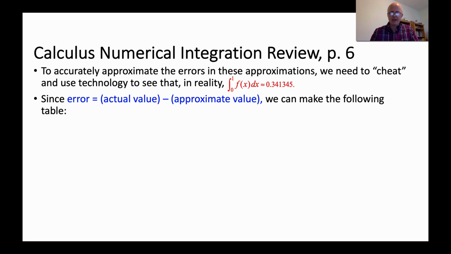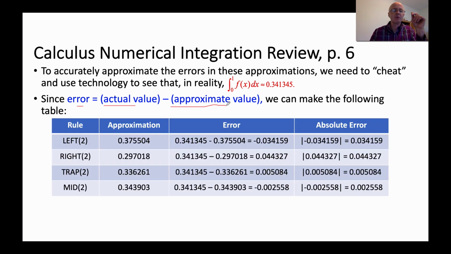Since error in an approximation is always the actual value that you want to approximate, the integral in this case, minus the approximate value, and I always remember this by going in alphabetic order, AC comes before AP, we can make the following table that summarizes what we've seen so far. So n is 2 in each case. We've seen these approximations for the left-hand rule, the right-hand rule, the trapezoid rule, and the midpoint rule. Again, the actual value to 6 places after the decimal is this 0.341345.